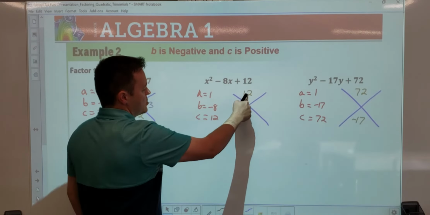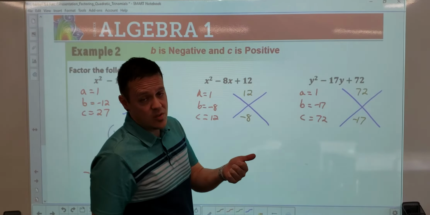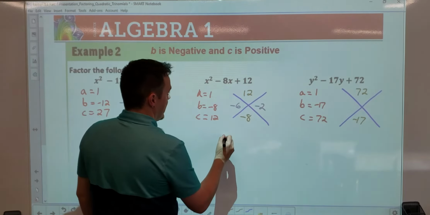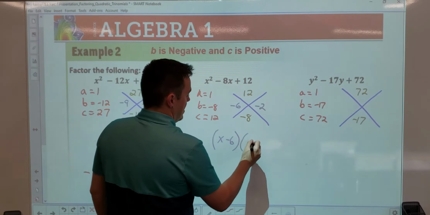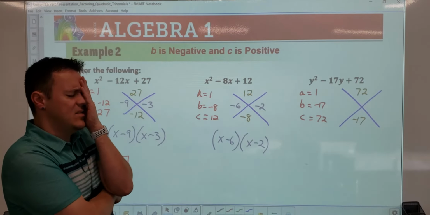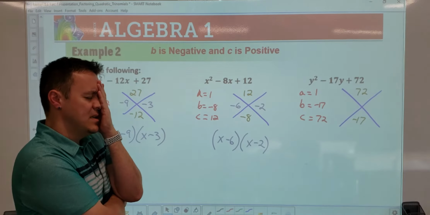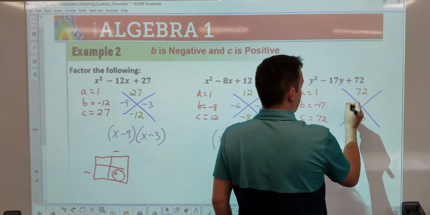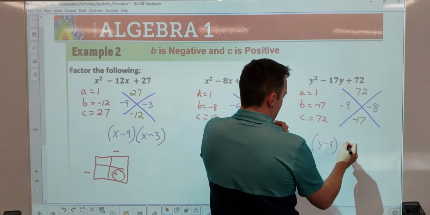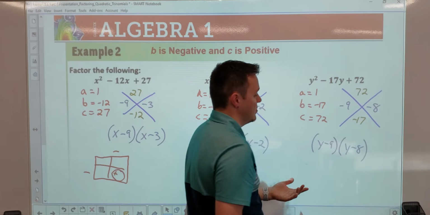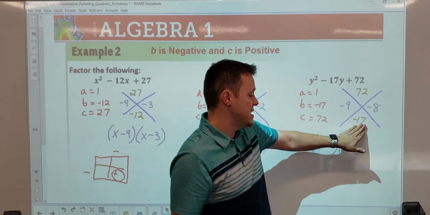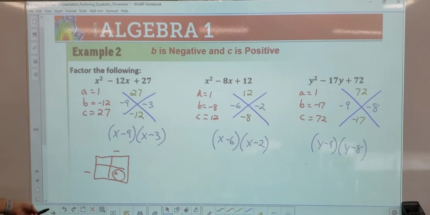All right, same here. What two numbers multiply to make 12? Again, it's 1 and 12, 2 and 6. 6 plus 2 is negative 8. So I got x minus 6, and then x minus 2. And then the last one here is what two numbers make 72? And that would be the infamous 9 times 8. y minus 9 and y minus 8. Sweet, and we're done, right? So that's it. Hopefully you guys understand. Adding these together, negative 9, negative 8 makes negative 17. Multiplied makes 72. Your turn.